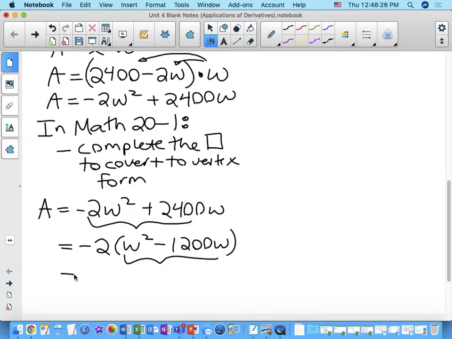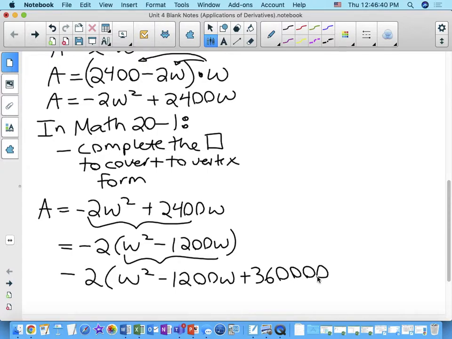So if we want this to be a perfect square trinomial, it would be this plus 360,000, 4 zeros. There we go, right? So if I just close that off there, this would now be w minus 600 all squared. And that's a perfect square, okay?